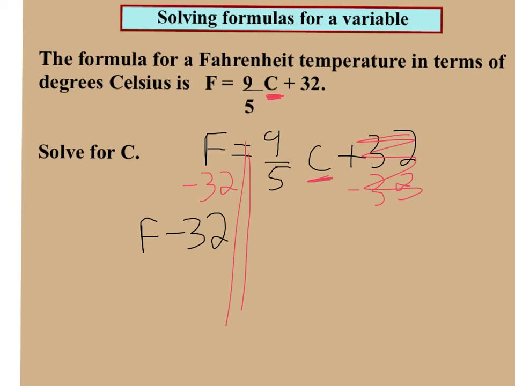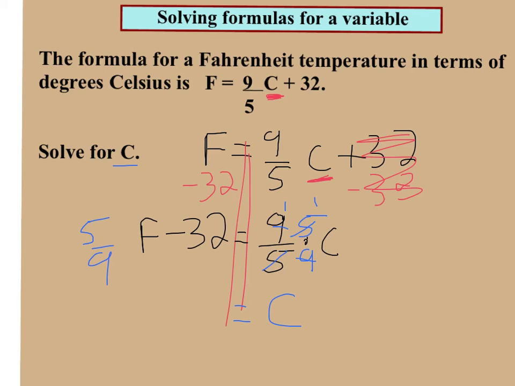Okay? Then I'm going to bring down what I have. I have 9/5 multiplied to C. Do you remember how we solve if a fraction is multiplying our variable? Do you remember what we do? We multiply by the reciprocal. So we're going to multiply by 5 over 9. So I'm going to multiply by 5 over 9. This will cancel. 5 goes into itself once. 9 goes into itself once. And I get C by itself.